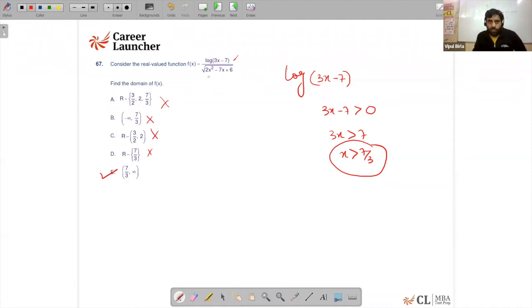We can make the factors of this 2x square minus 7x plus c. We can identify the two roots by breaking the middle term as minus 4x and minus 3x, but there is no need to do it because I can directly get this answer. Right, guys, moving on.